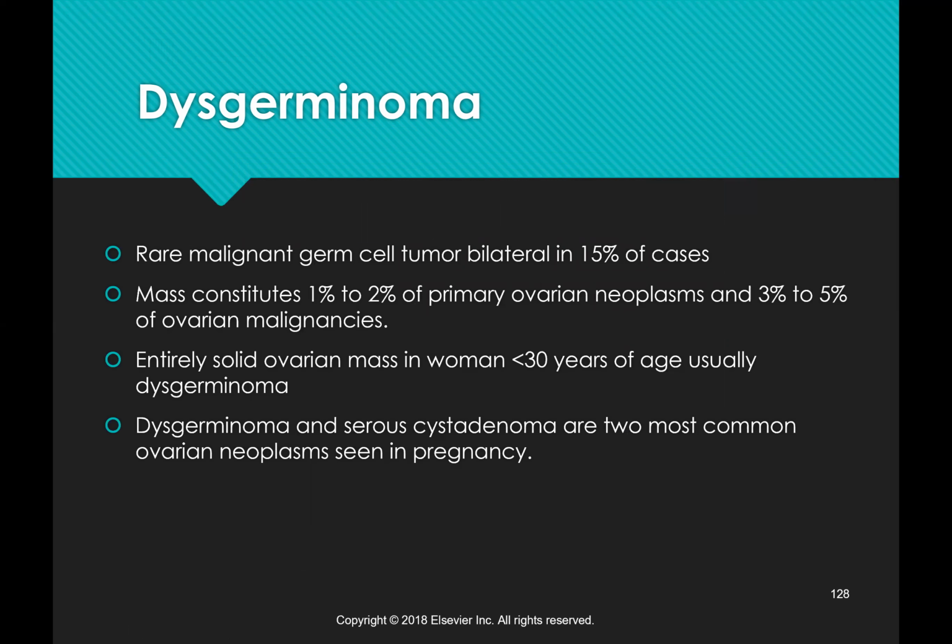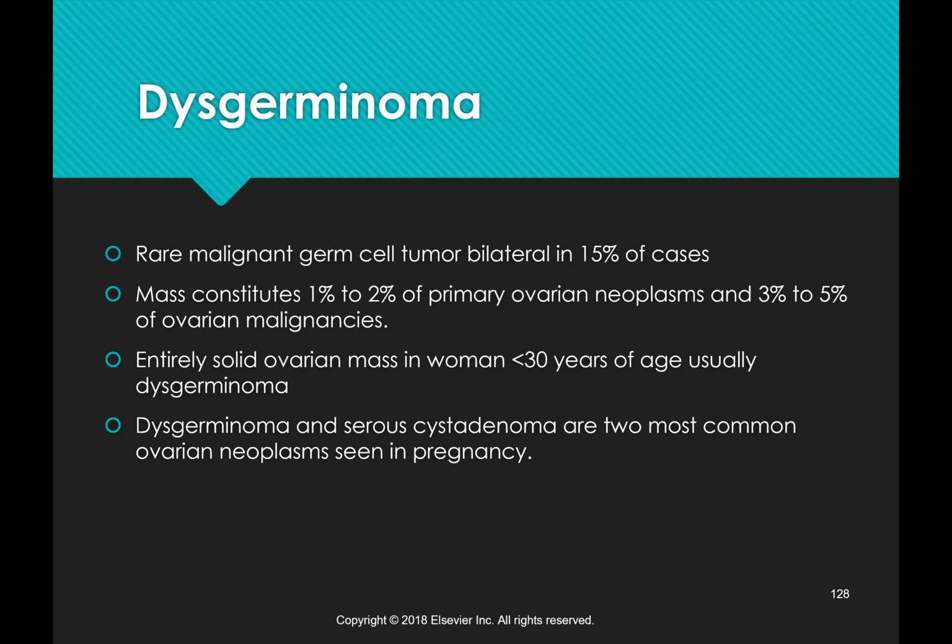Next up is the dysgerminoma, and you can get lost in all of these different masses. So I'm just going to point out what I feel like you need to know. Do you need to know that it's 15% bilateral? No. You don't need to know this really, that it's pretty rare, but what I want you to know is it is one of those masses that can occur in women that are less than 30 years of age. So it's one of those that actually can affect younger women, and it's not one that is a postmenopausal thing.